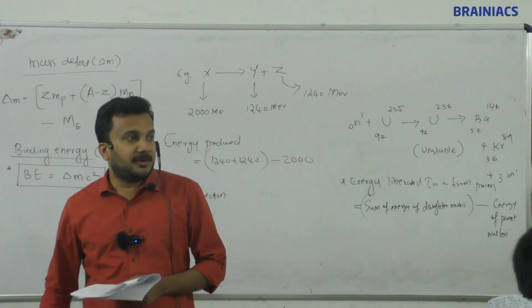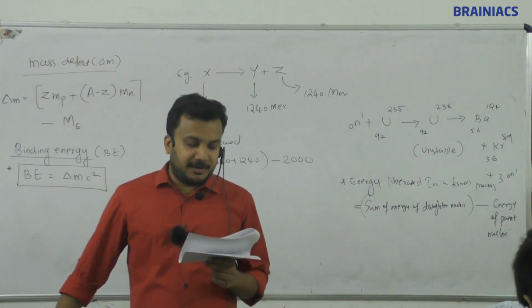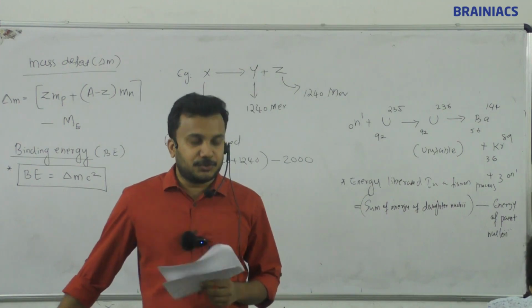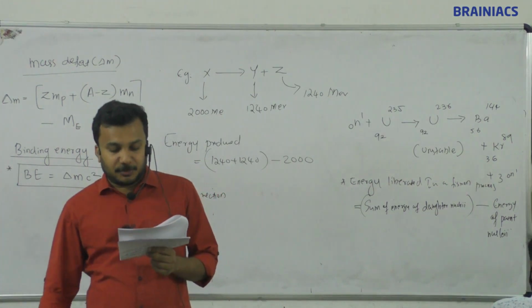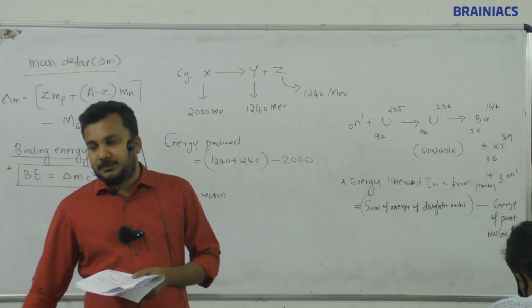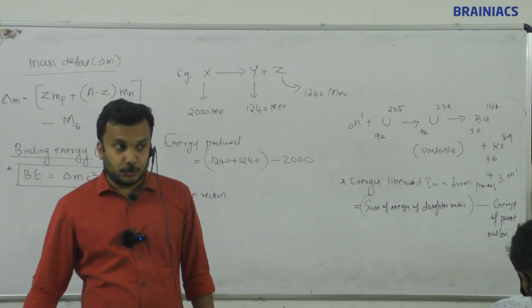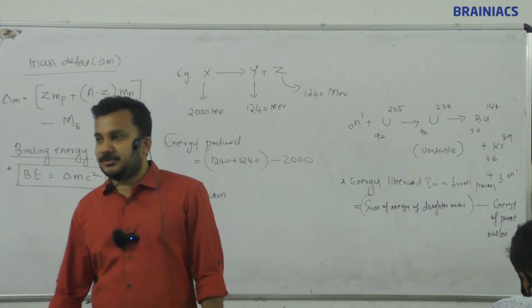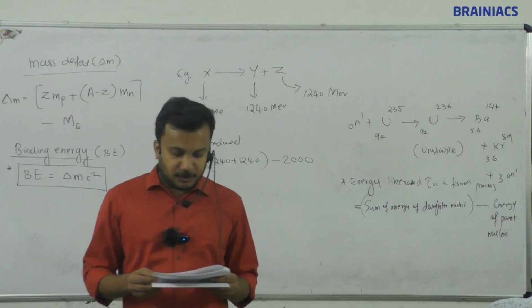Okay, the next component is the moderator. Questions from this theory are very few. The moderator is used to slow down the neutrons released from the fission process, so that they can continue the fission process.